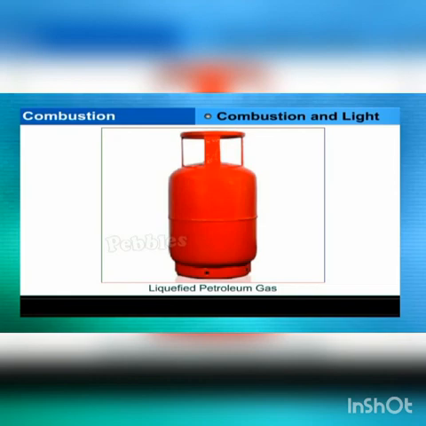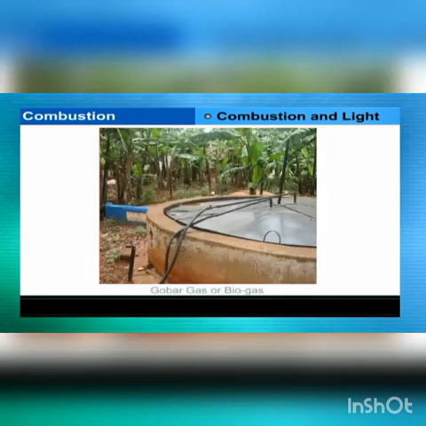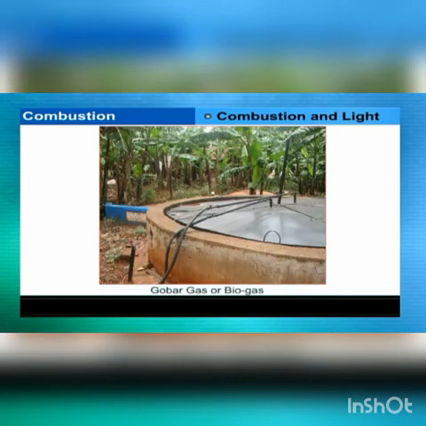Gobar gas or biogas. This gas is obtained by the bacterial action on cattle dung and water in circular pits in the absence of air. Methane and ethane are the main constituents of gobar gas. This fuel is becoming increasingly popular in villages because it is inexpensive.